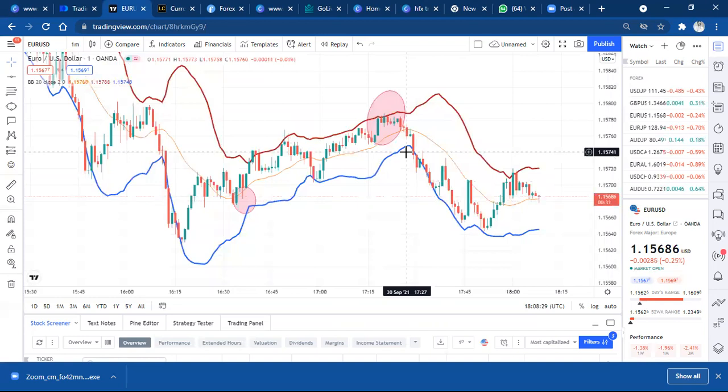So the direction of the market in HFX is the ultimate signal. You want to know where is price going, what direction is it going, down or up. If price is going down, you cannot take a buy because you're trading against the trend.